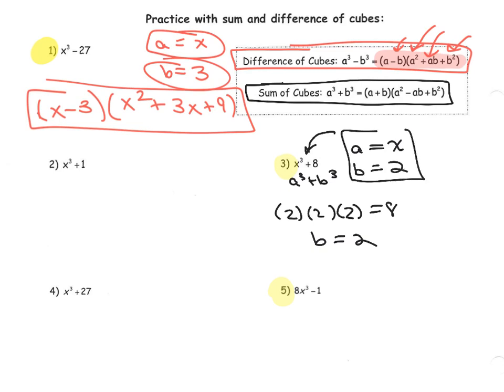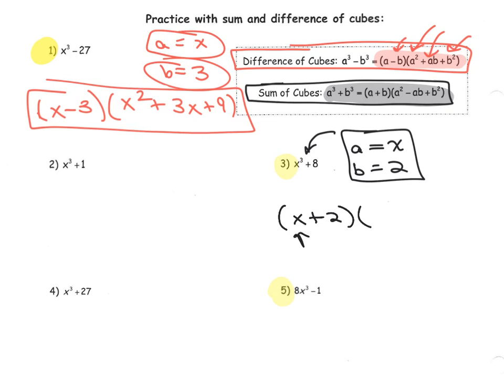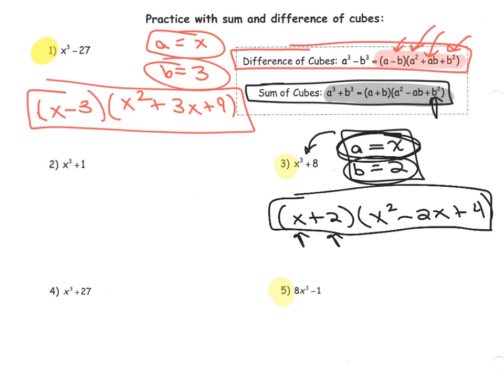Now that I found the values that I can substitute, let's apply them to the formula. So following this formula right here, I have X plus 2, because there's A and there's B, times A squared, which is X squared, minus 2 times X, plus 2 squared, which is 4. And that's it. All I'm doing is just applying the formula.